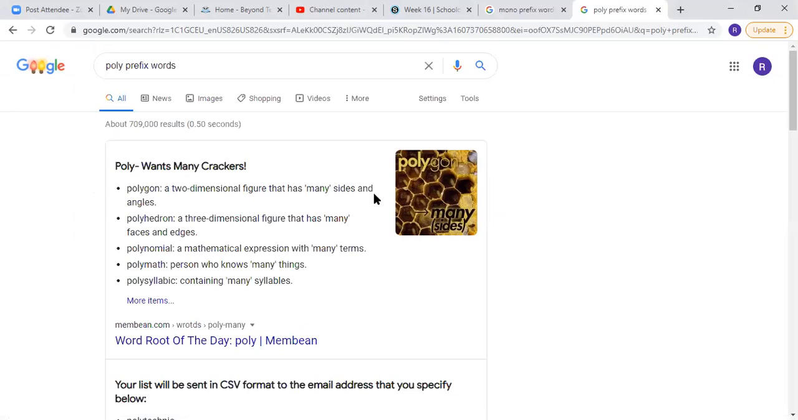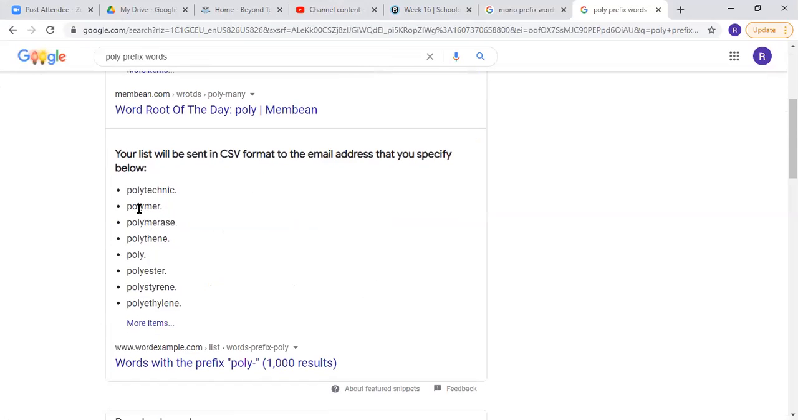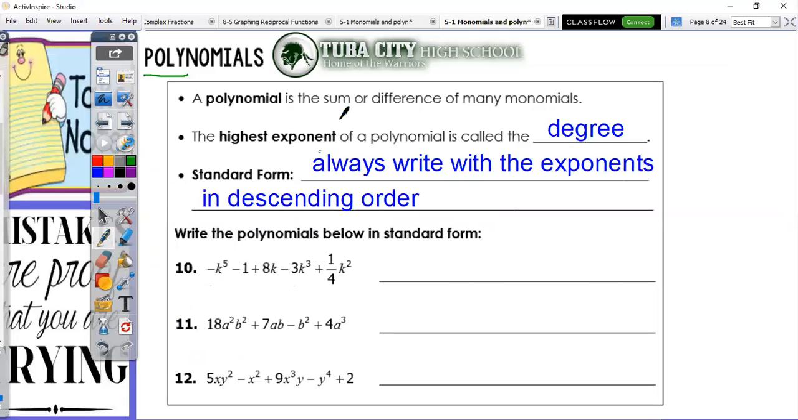Polygon has many sides. Polyhedron is a three-dimensional figure that has many sides and edges. Polynomial, many terms. Hey, there's the word we're actually looking at right now. Polysyllabic, meaning many syllables. Here's just some other words. Polythene, polyester is clothes made of many fabrics. But yeah, poly means many. And mono means one. So a polynomial is the sum or difference of many binomials.